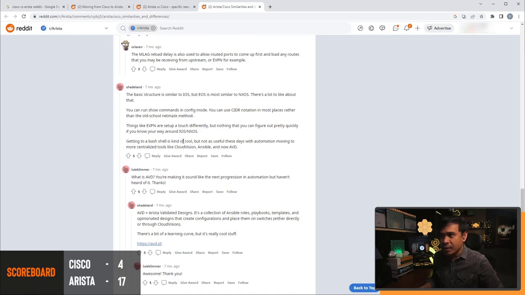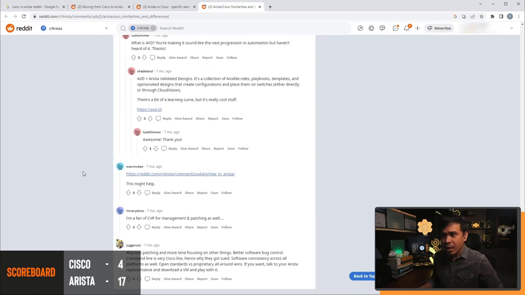Okay, getting to the bash shell is kind of cool, but not as useful these days without automation and more centralized tools like CloudVision, Ansible, etc. What else? I'm a fan of CVP for management and patching as well. And the last comment: way less patching and more time focusing on other things. Better software bug control. The command line is very Cisco-like, hence they got sued. Software consistency across platforms as well. And he was suggesting, if you want, talk to your Arista representative and download a VM and play with it.